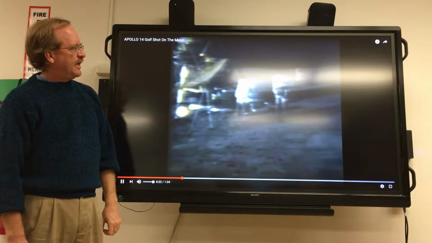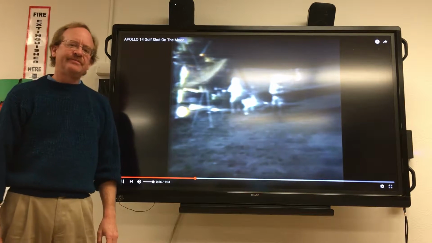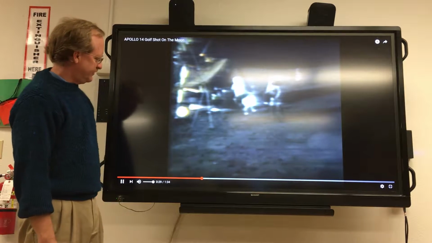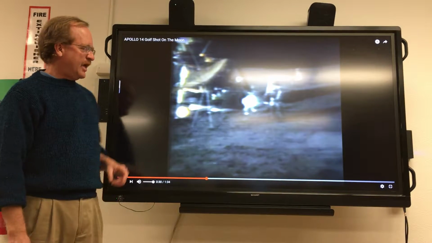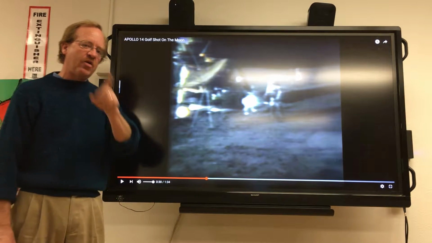You might recognize what I have in my hand is the handle for the sample return. And he took a small white pellet, which you're going to see him drop in just a second, and proceeded to go golfing.